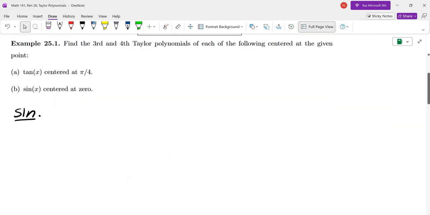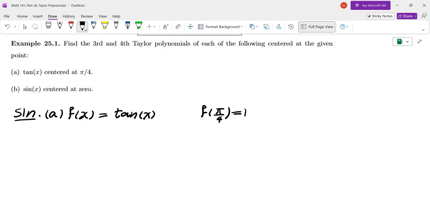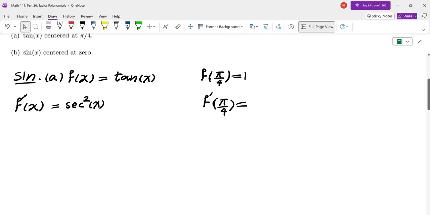Well, we don't really have the Taylor series for tangent of x, so we'll have to just use the process of finding the derivatives one by one. So if f of x is tangent of x, then we plug in pi over 4, so we get 1. Let's take the derivative of that. Well, f prime of x is secant squared of x. Then we are going to plug in pi over 4. Secant of pi over 4 is root 2, and then we square that, we get 2.